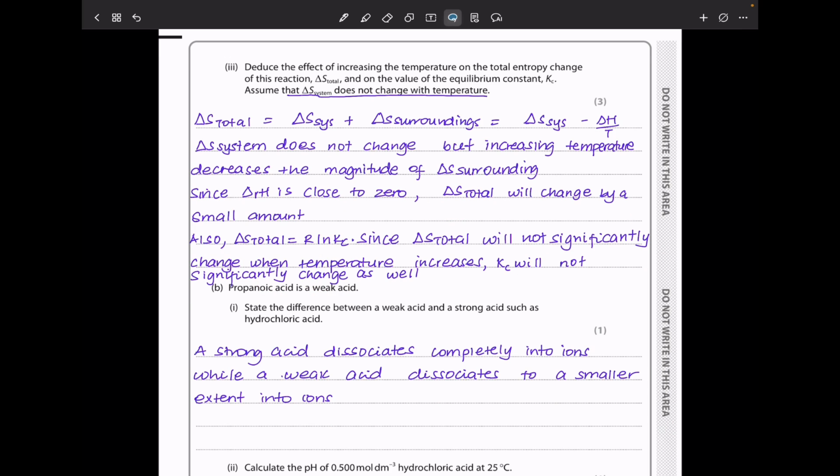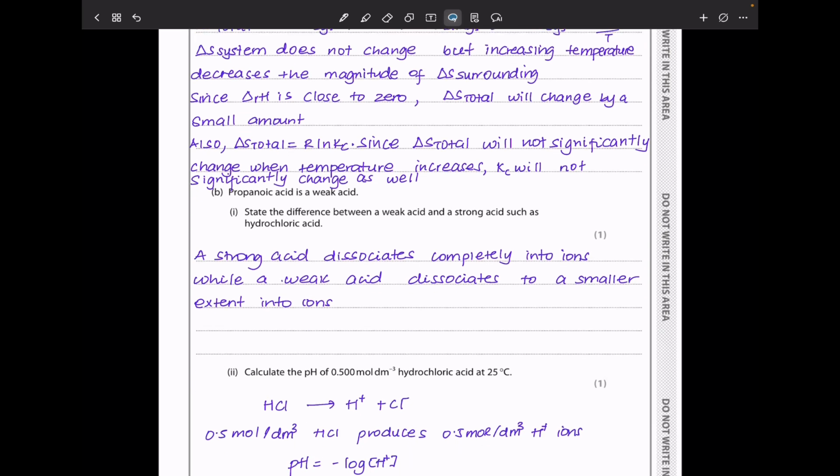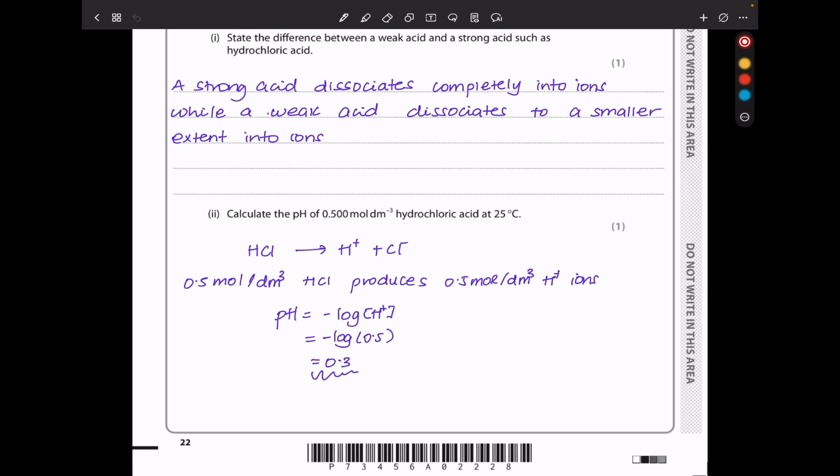Propanoic acid is a weak acid. State the difference between a weak acid and a strong acid such as hydrochloric acid. A strong acid like hydrochloric acid goes to completion when it dissociates, while a weak acid dissociates to a smaller extent. Calculate the pH of 0.5 mole per decimeter cubed hydrochloric acid at 25 degrees Celsius.